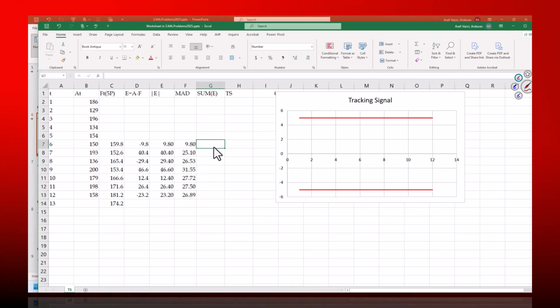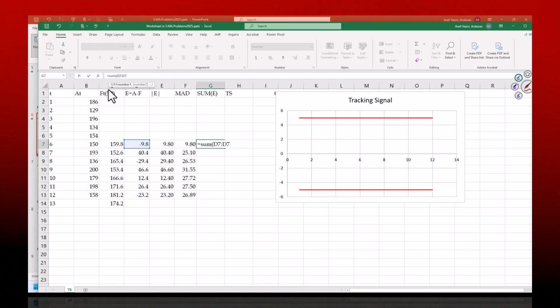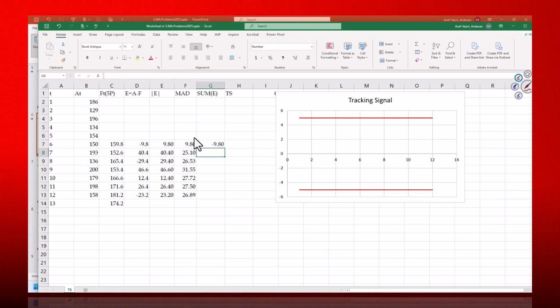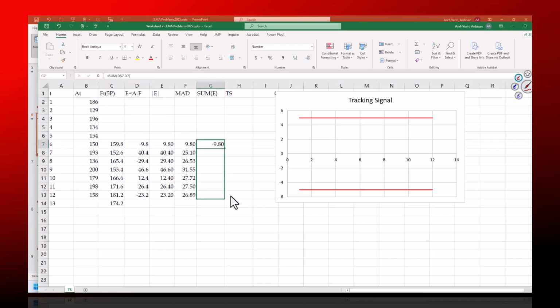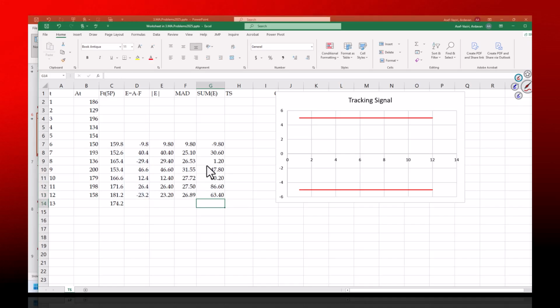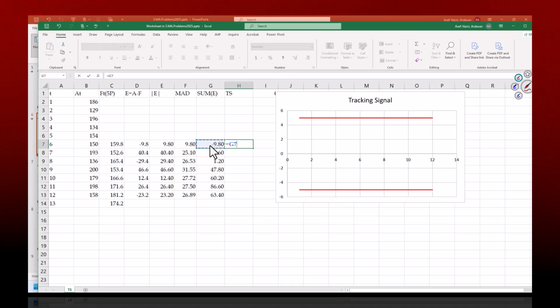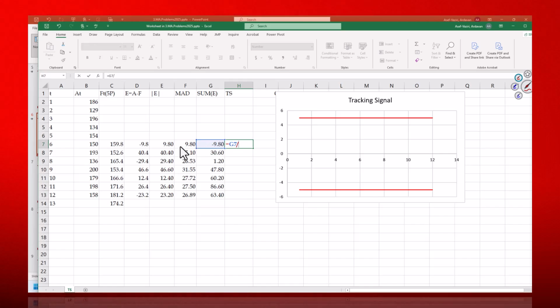And then I come here, equal to summation of errors without removing signs to itself. And then I put a dollar sign in front of the first 7. And then if I copy it down, here is the summation of all errors. And then tracking signal is equal to summation of errors divided by MAD. And that's it.